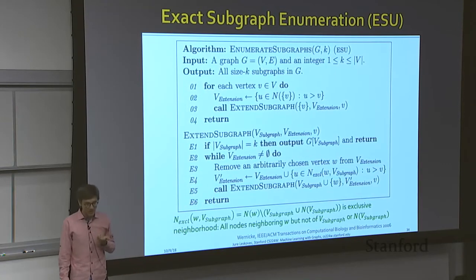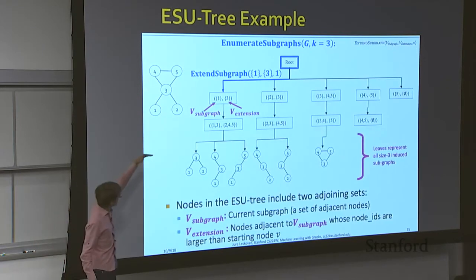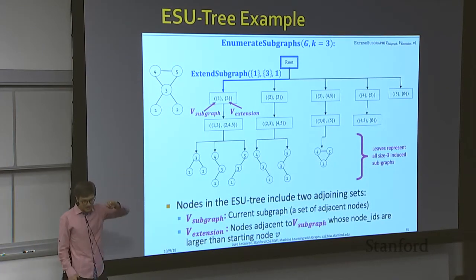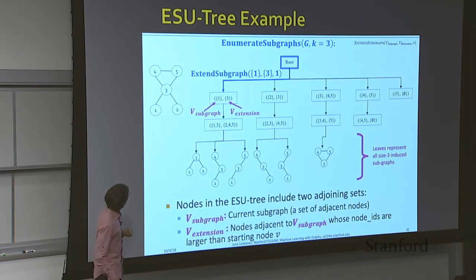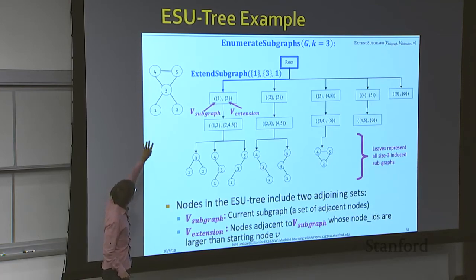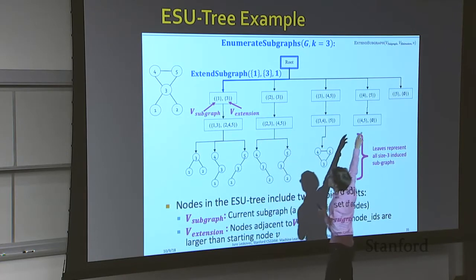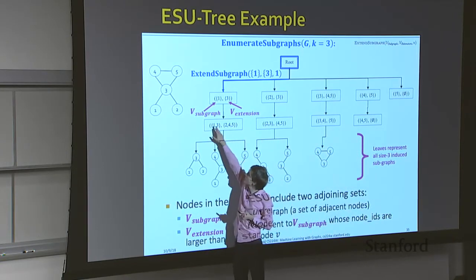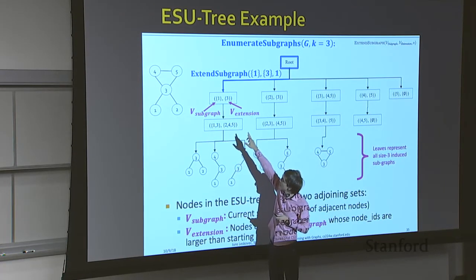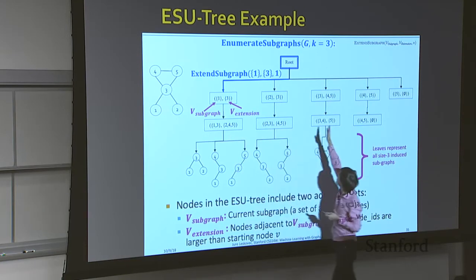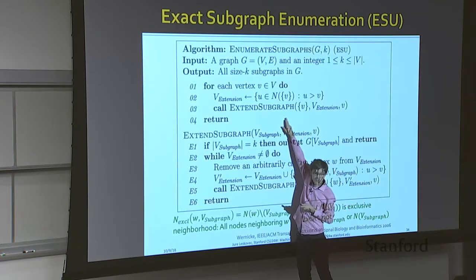To give you an example of how this works, I want to show you one run of this algorithm. So this is now the recursive subtree where every level means a recursive call of our extend subgraph function, right? So here on the left is the graph on 5 nodes with node IDs, and here at the first level I show you 2 things. I show you V subgraph and V extension, and the property here is that V subgraph is the first node, second node, third node, fourth node, fifth node. So this corresponds to basically this for loop.